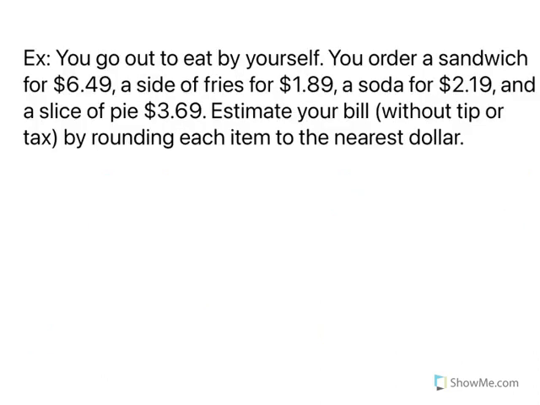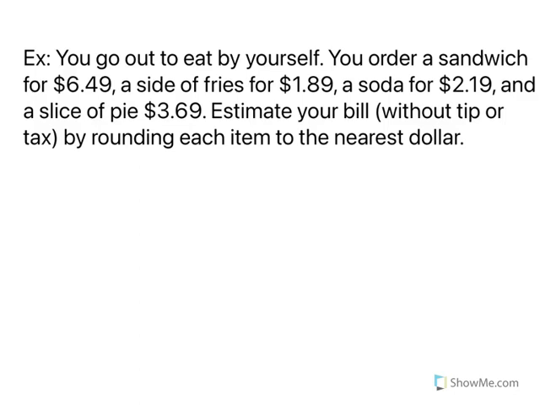Last one. You go out to eat by yourself. You order a sandwich for $6.49, a side of fries for $1.89, a soda for $2.19. You might call that pop. I call it pop, but I'm trying to be specific to the country here. A lot of people call it soda. And a slice of pie for $3.69. Now, this is actual pie, like cherry pie, not like slice of pie like pizza. Okay, so let's estimate your bill without tip or tax by rounding each item to the nearest dollar.